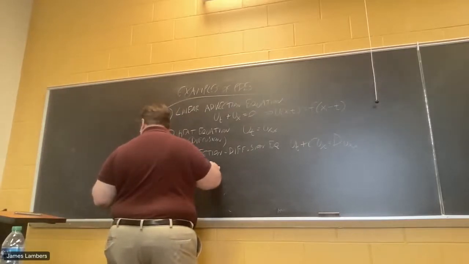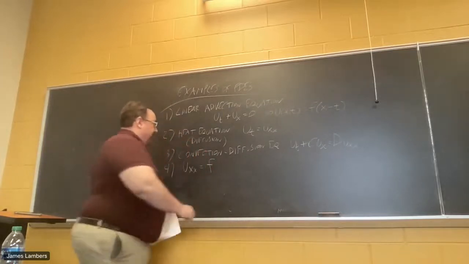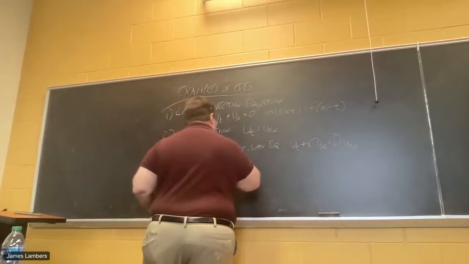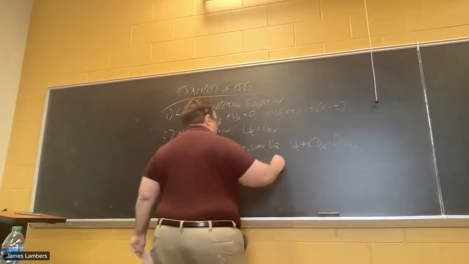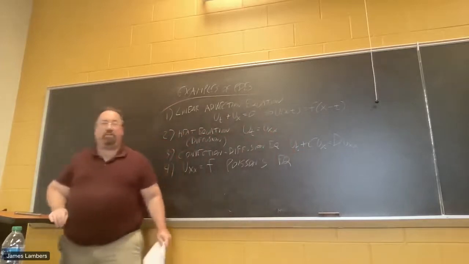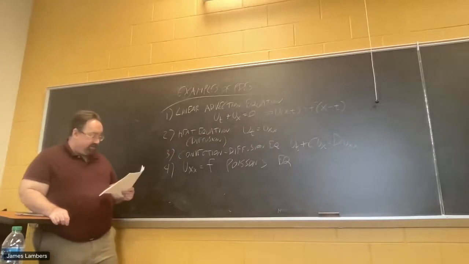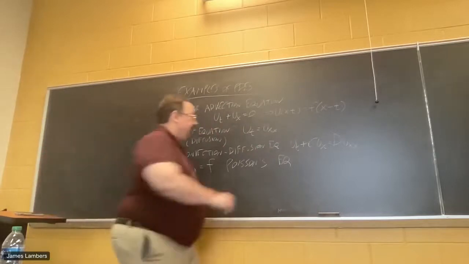uxx is equal to f. This is called Poisson's equation. The majority of the homework problems that you will have in this course will feature Poisson's equation, the relatively simple PDE you work with for numerical methods. And this is in 1D.